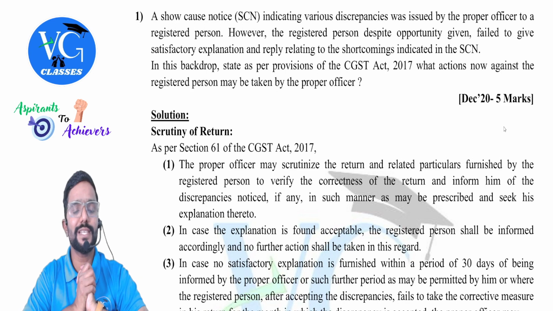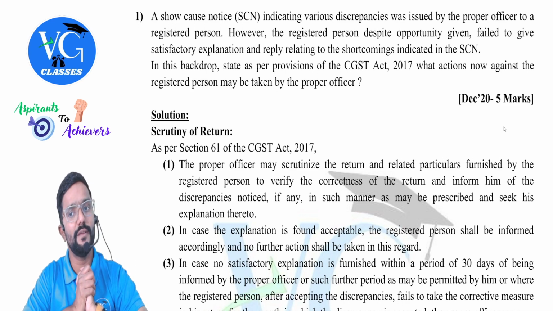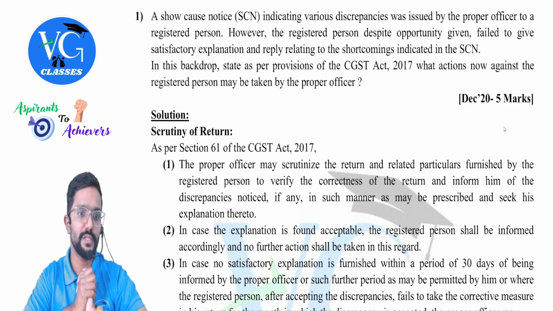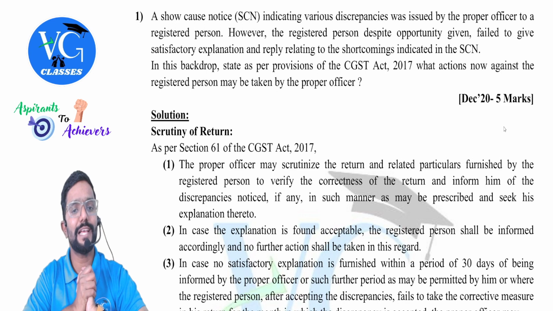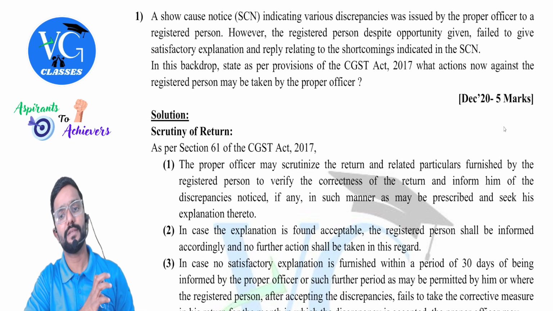A show cause notice indicating various discrepancies was issued. Discrepancies means differences. It was issued by a proper officer to a registered person. However, the registered person, despite the opportunity given, failed to give a satisfactory explanation and reply relating to the shortcomings indicated in the show cause notice. In this backdrop, state as per the provisions of the CGST Act 2017, what actions may now be taken against the registered person by the proper officer. So what can you do, guys?